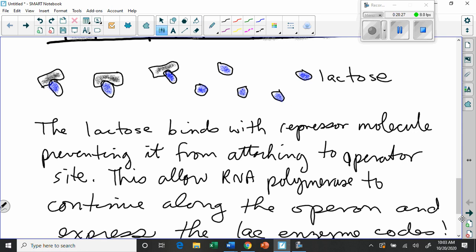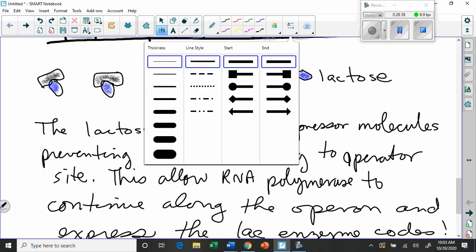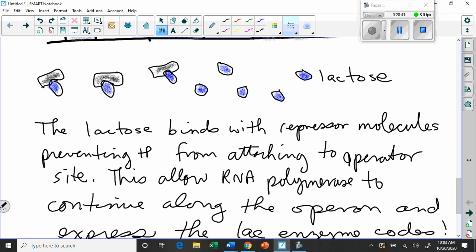Continue along. Yeah, the lactose binds with repressor molecules, preventing them from attaching to the operator site. I guess it should be plural or singular, one or the other, but I kind of went both there. So let's change it to grammatically correct. This allows RNA polymerase. So in other words, the operator is not clogged, right? Then everything can flow according to plan.